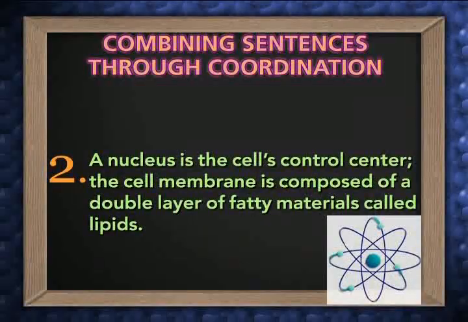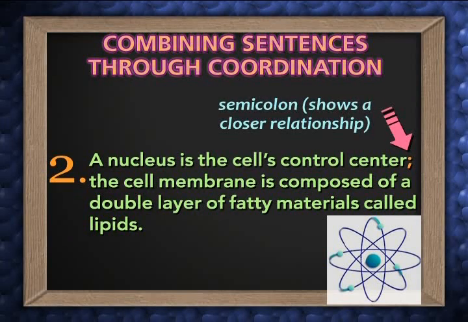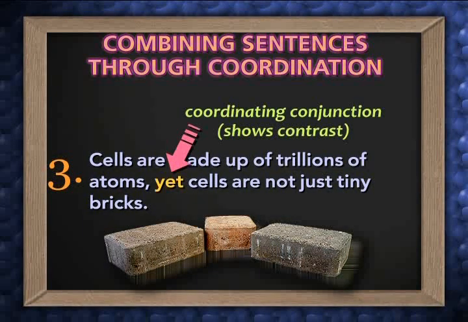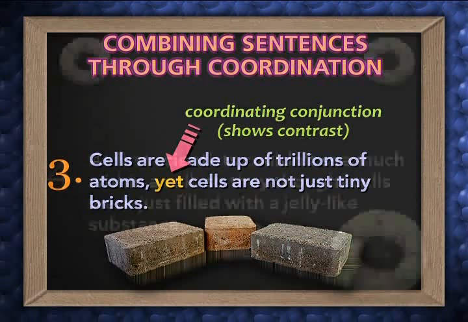A nucleus is the cell's control center. The cell membrane is composed of a double layer of fatty materials called lipids. Here, I used a semicolon to show an even closer relationship between ideas. Number three, cells are made up of trillions of atoms, yet cells are not just tiny bricks. Here, I used "yet" to show contrast.